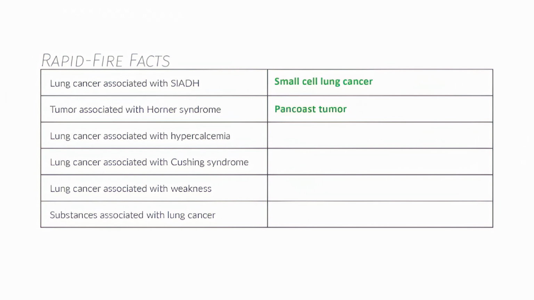Lung cancer associated with hypercalcemia. So remember, that's going to be our squamous cell. Remember, that had that PTH-related peptide. Next, we have lung cancer associated with Cushing syndrome. Again, it's small cell producing that ACTH. Lung cancer associated with weakness. Again, small cell. Remember, that's called Lambert-Eaton syndrome.